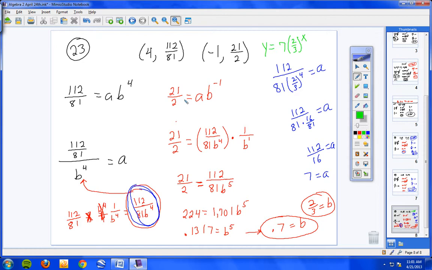We'll have to redo this whole problem. Wouldn't that be wonderful? Number 23. Wow, we're still batting 1,000. We got it right. So good.